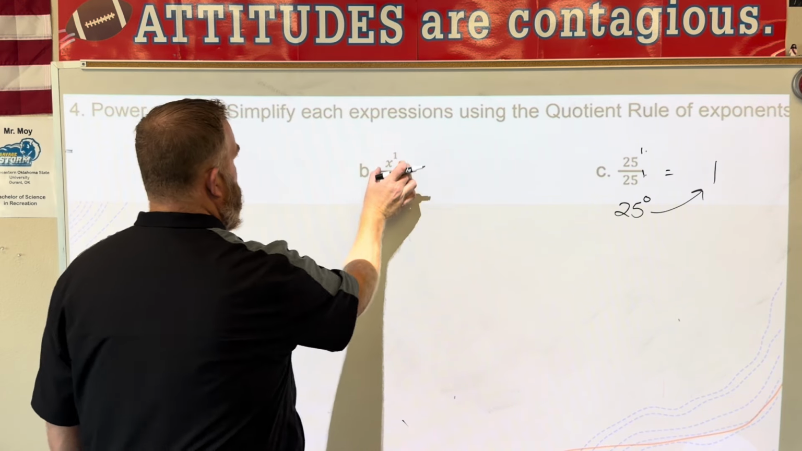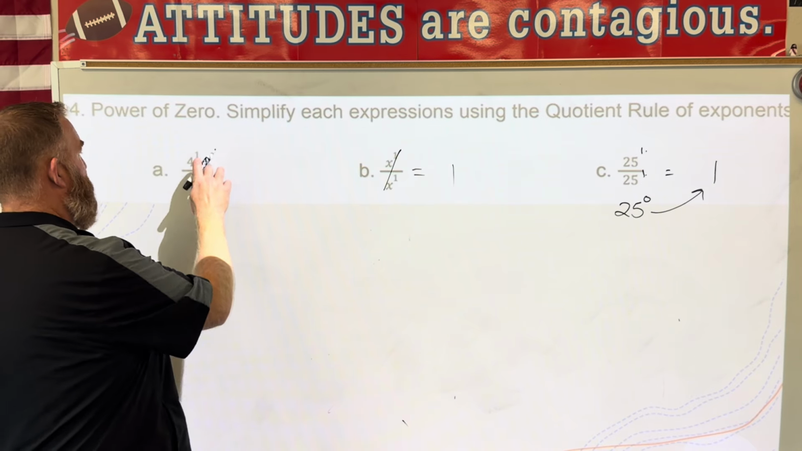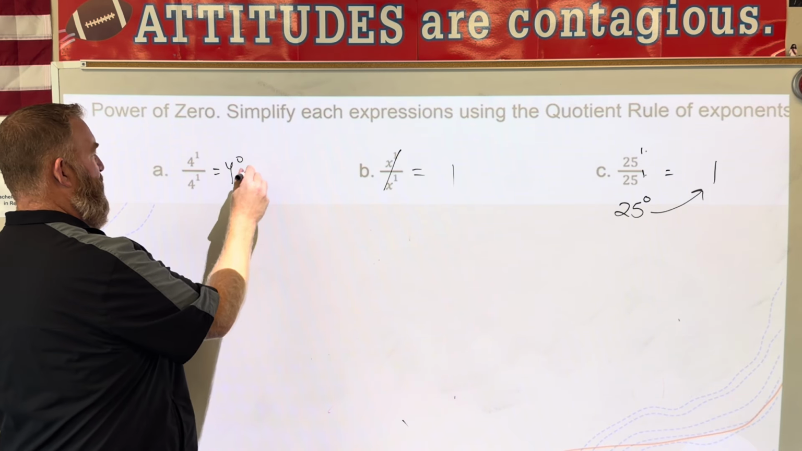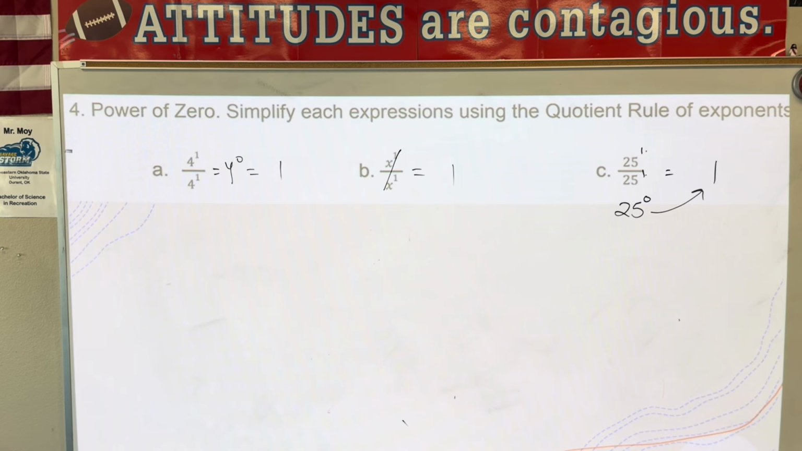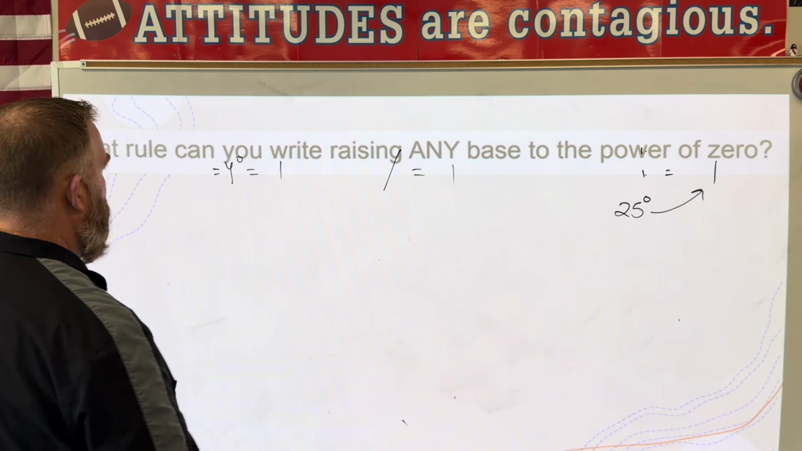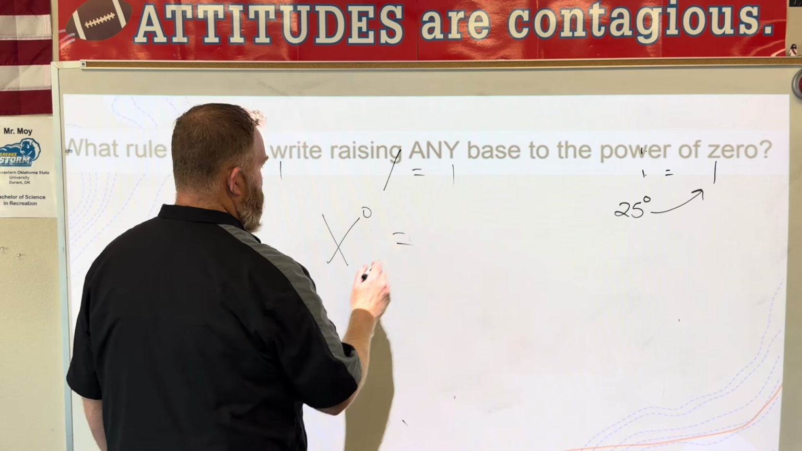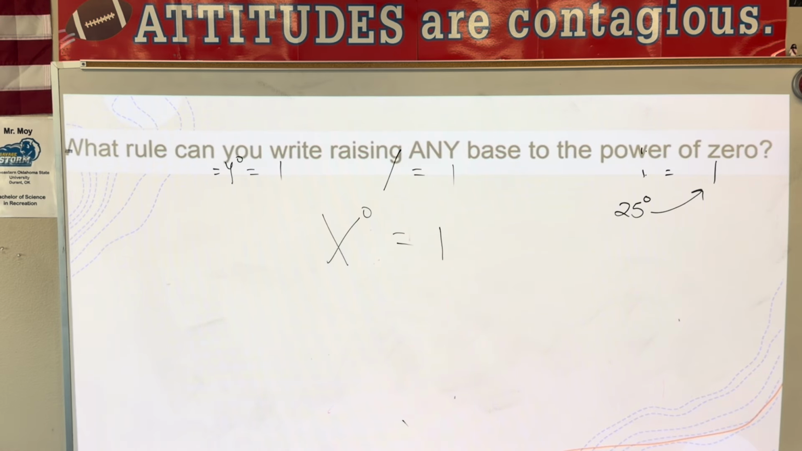So what would this one be? Do they match? Yes. What is it? 1. Boom. It matches. Do these match? Yeah. Yep, that's 4 to the 0 power. I'm going to write it a different way. That's 1, which is 1. Okay? Everybody good? All right. If there is no number, there's a 1 exponent on it. If there's no exponent, it's a 1. Okay? All right, here we go. What rule can you write? Here's your rule. x to the 0 power. It doesn't matter what it is. If it's 0 power, it's 1. Anything to the 0 power is 1. Good?